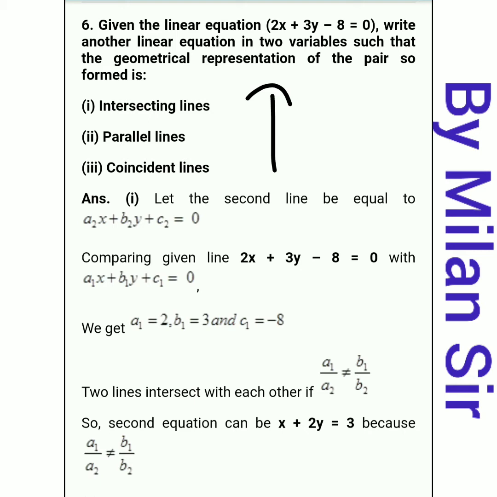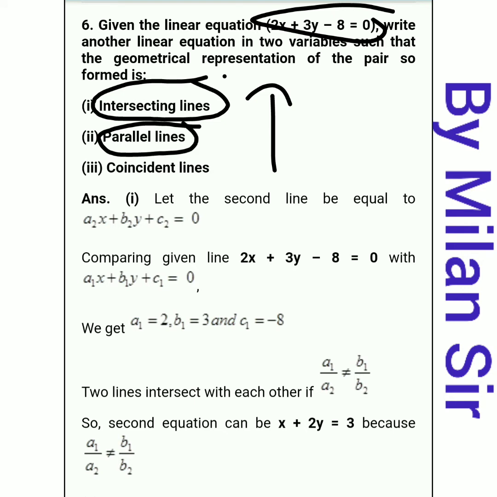We need to write a second equation so that we get an intersecting line as the answer. If we represent this equation and the other equation that we need to find on a graph, the graph needs to show intersecting lines. So we need to find that type of equation. In the second part, we need to find an equation for parallel lines, and in the third, we need to give the equation of a line so that the answer becomes coincident lines.